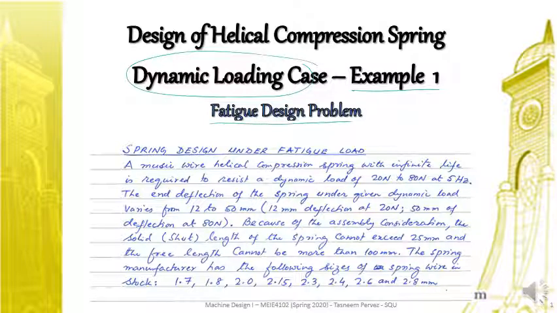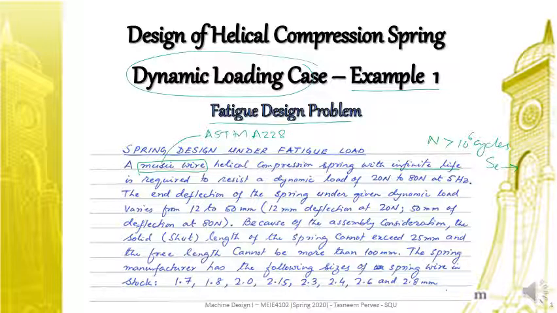What is the problem? The problem is that we have a music wire. So now the wire type material is given. Music wire means what kind of material we have? ASTM A228. What do I need? Infinite life. So N is greater than 10 raised to the power 6 cycles. It means we need endurance strength. And since it is a pure shear problem, we need endurance strength in shear, or it is called SSE.